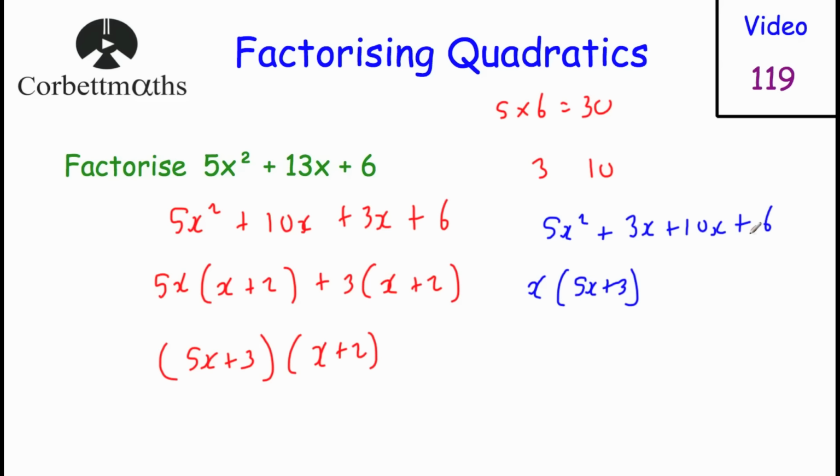And then our second two terms, we've got 10x plus 6. Well, if we had 10x plus 6, the common factor would be 2, so we'd write plus 2 and then bracket 5x plus 3. And what's great is, again, there we've got the same bracket twice. We've got x lots of 5x plus 3, and we've got 2 lots of 5x plus 3, so altogether that would be x plus 2 lots of 5x plus 3. So as you can see, there are two different approaches to factorise this quadratic.